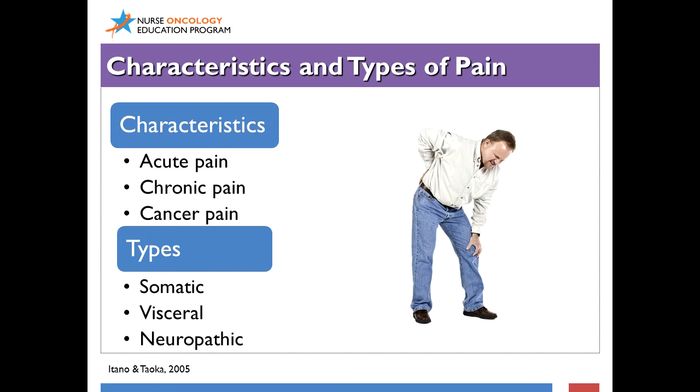There are also different types of pain. Somatic pain is usually well localized and characterized by an aching or gnawing sensation. Visceral pain is the result of the activation of pain fibers in the thoracic or abdominal tissue. It's usually poorly localized and it's characterized by an aching sensation. And then last, we have neuropathic pain, which is the result of compression or injury to the peripheral, sympathetic, and/or central nervous system.